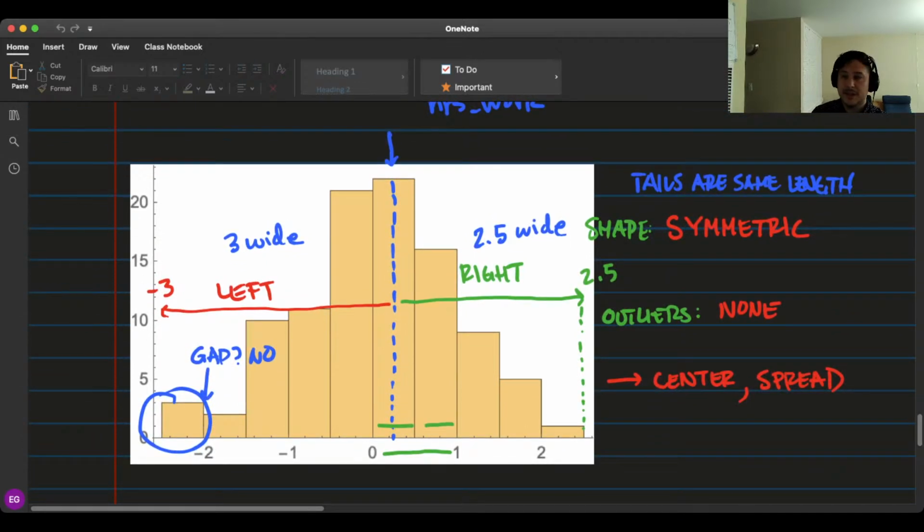Last one. What makes you symmetric? Do you remember what makes you symmetric? Yeah, roughly the same length, yes. And what will there not be? Most likely, no outliers. Good, good, good. Cool. So we're going to continue with this today, and we're going to move on to the spread.